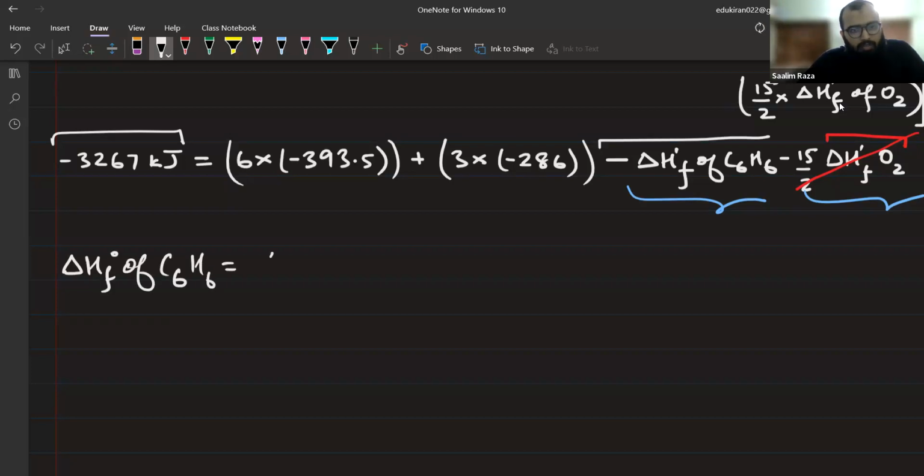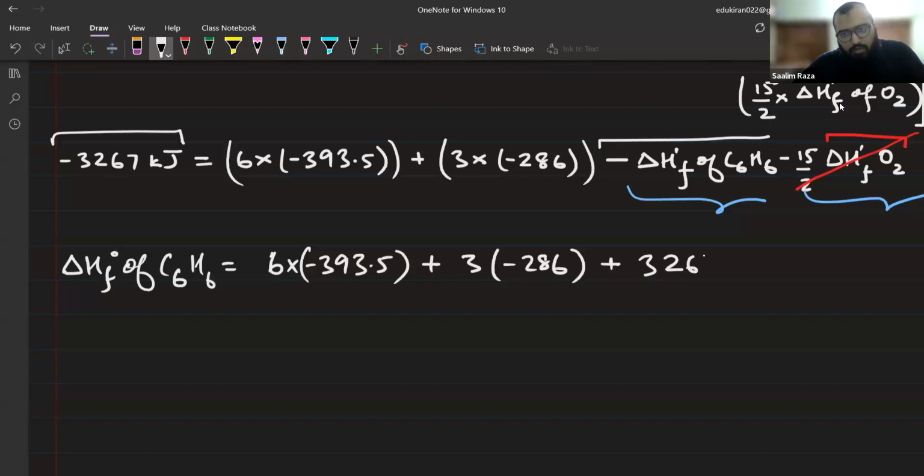So we will get delta HF naught of C6H6 equal to whatever this value is: 6 into -393.5 plus 3 into -286, then we have -3267, so we add plus 3267, and whatever the answer will be, we will get in kilojoule. Let me calculate it for you. It is just calculation, don't be scared of calculation. Pay special attention to the negative signs: 393.5, plus 3 into -286, plus 3267 will be equal to what? Please calculate it, take 2-3 minutes.